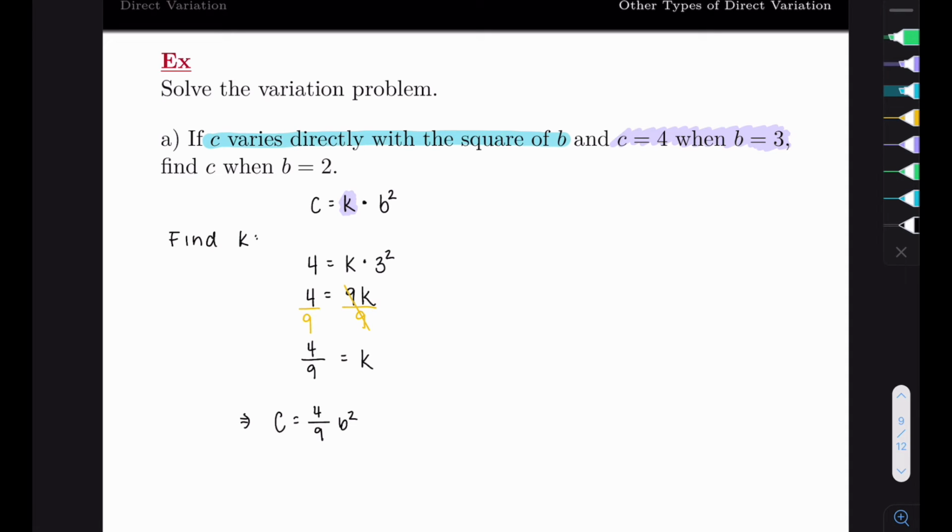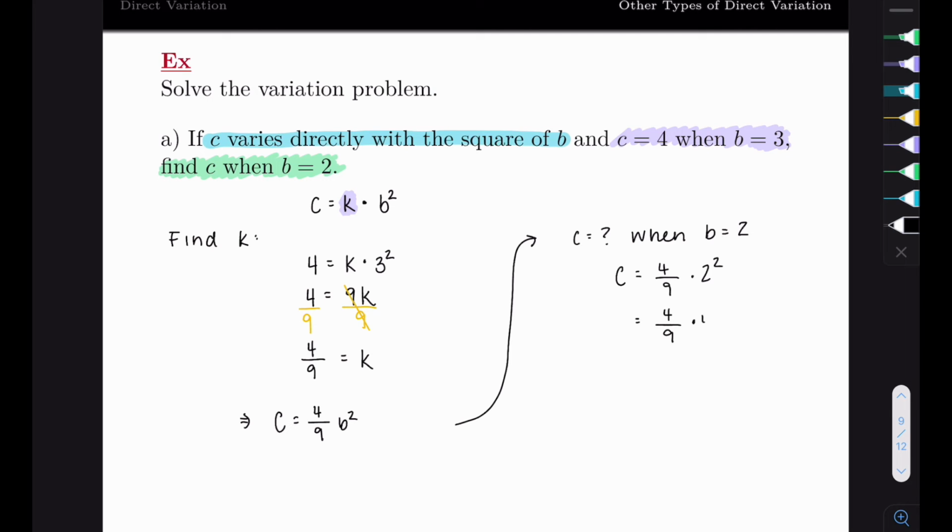So now that we have the setup, the question asks us to find what does C equal when B equals 2. So we can figure out what does C equal when B is 2. So we just plug that in for B. So we get 4 over 9 times 2 squared, which is 4 over 9 times 4, which is 16 over 9. So this is our value of C that we are searching for. Okay.